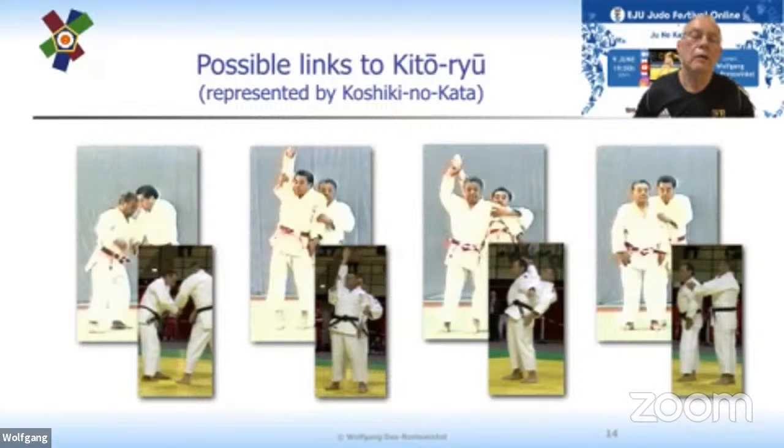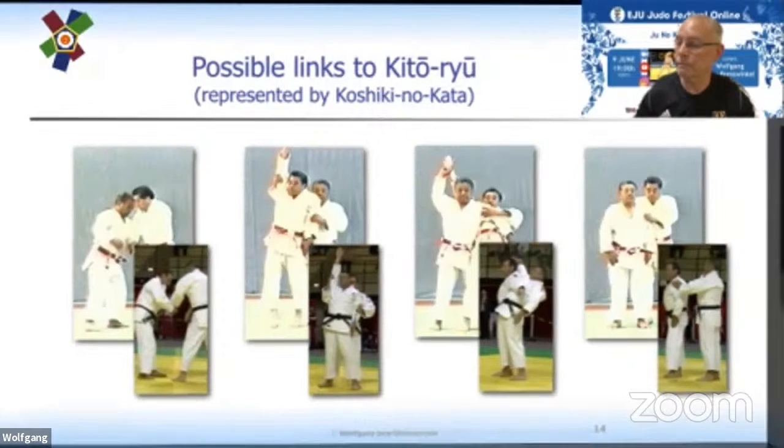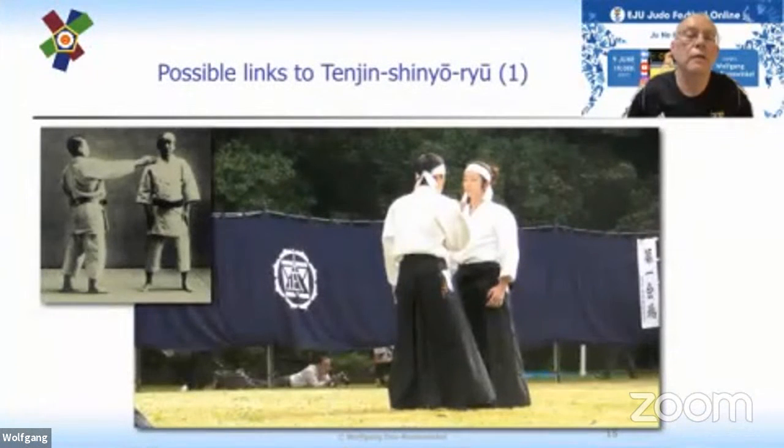So there are many similarities between Koshiki no Kata and Juno Kata. But how about similarities and possible links to Tenshin Shinryu? There is no historic evidence that these possible links are truly the source of the ideas of Jigoro Kano. But we have in Juno Kata, in the fifth technique, an attack of twisting the chin. So Uke attacks Tori by twisting the chin, and in Tenshin Shinryu Jujutsu, we have indeed a technique where Tori twists Uke's chin and then throws him down.